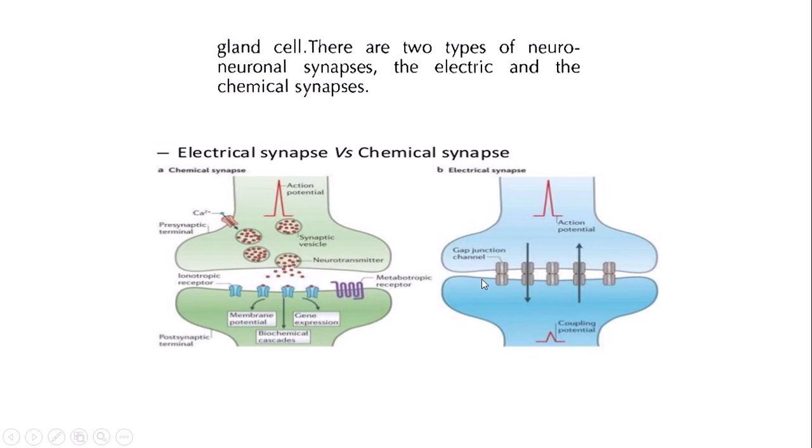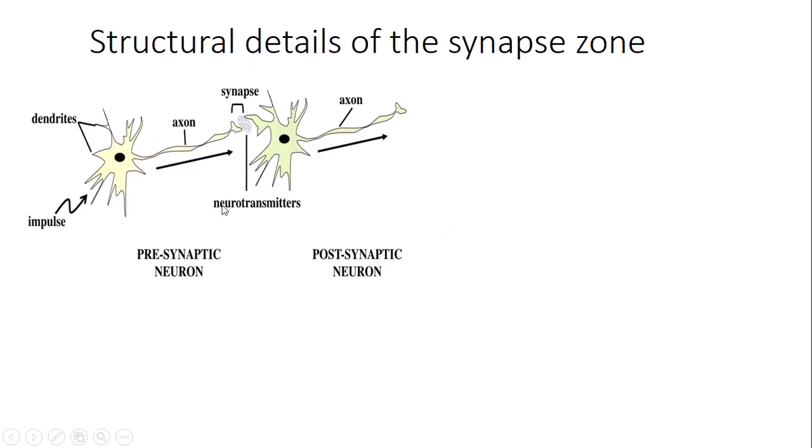The main difference you can see is that there is a space here in between the two cells. They're not actually in contact. There's a space, and you can see that these small red dots, these chemicals, are coming from one side to the other. So these are the chemicals that will facilitate the transmission, and thus this is why we call them chemical synapses.